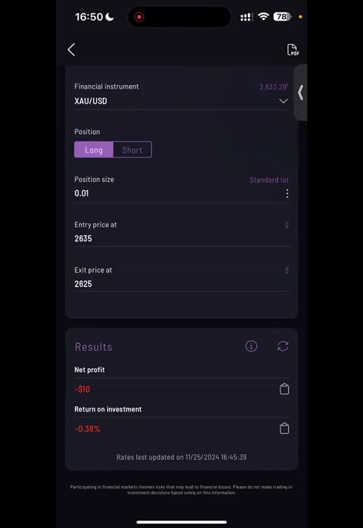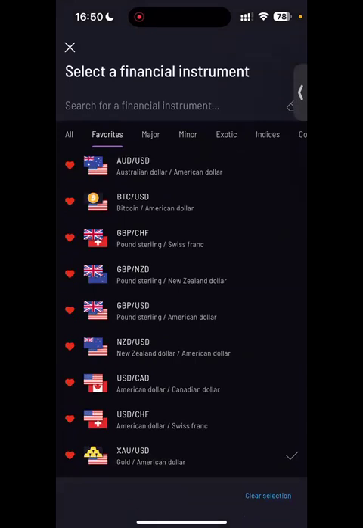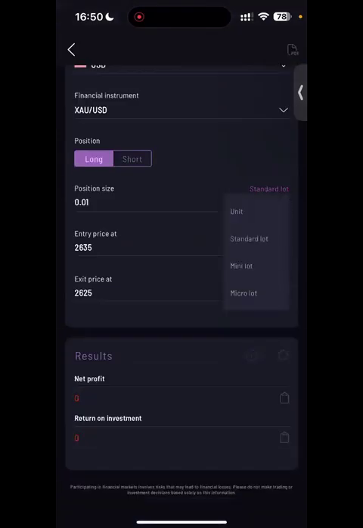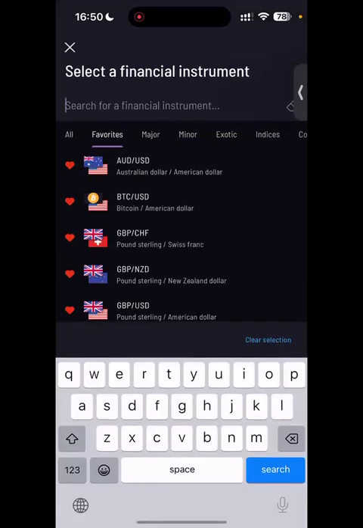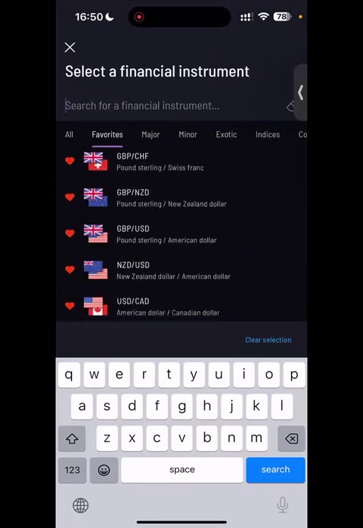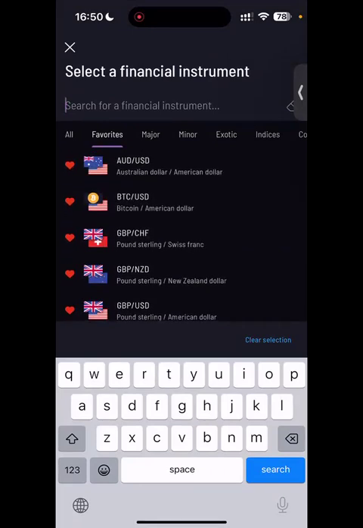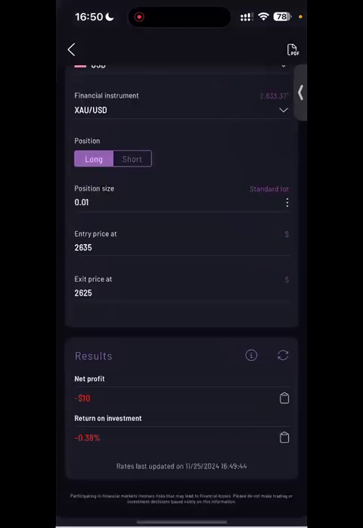Thank God I remembered. I remember saying that when you're calculating your risk, you should make sure it is on standard lots. Now, guys, take notes. Anytime you're calculating risk for any currency pairs, meaning AUDUSD, GBPCHF, GBPNZD, GBPUSD, all these currencies, as well as XAUSD, you want to make sure on the menu bar it is on standard lots.